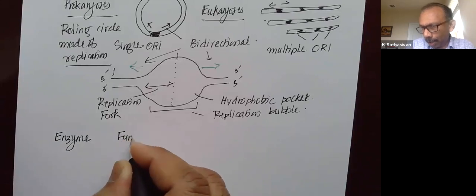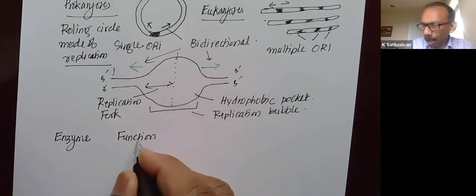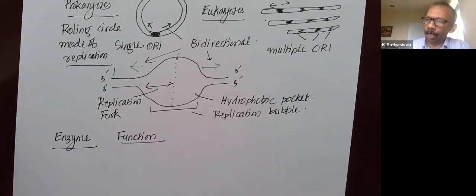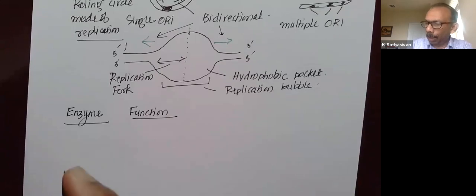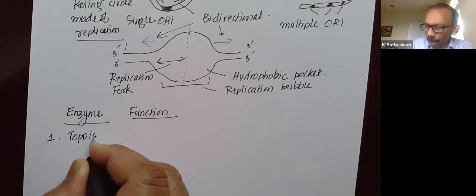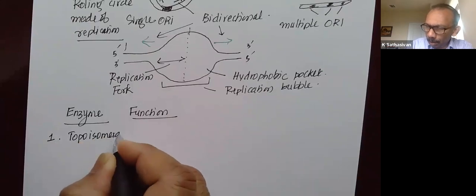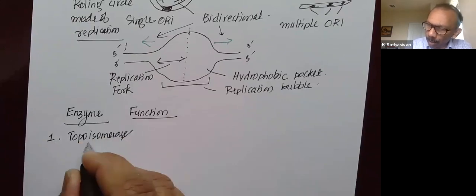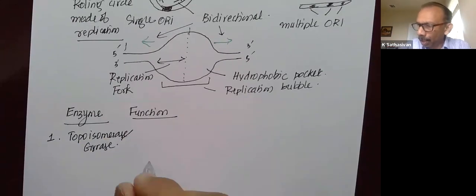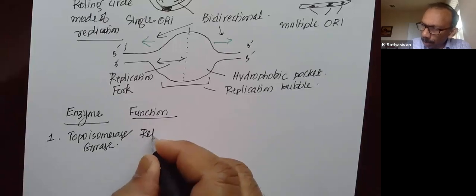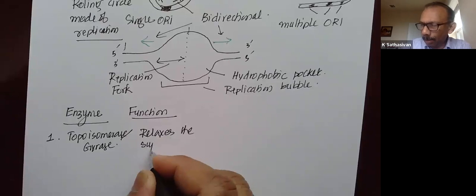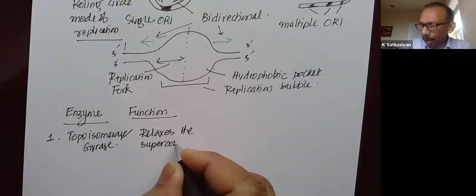So now I'm going to go through a series of enzymes in the sequence in which they work, the enzyme and the function of the enzyme, and the image I'm going to draw on the right side. So keep following me. The first enzyme is called topoisomerase, also known as gyrase. It's another form of gyrase. This one relaxes the supercoiled DNA.